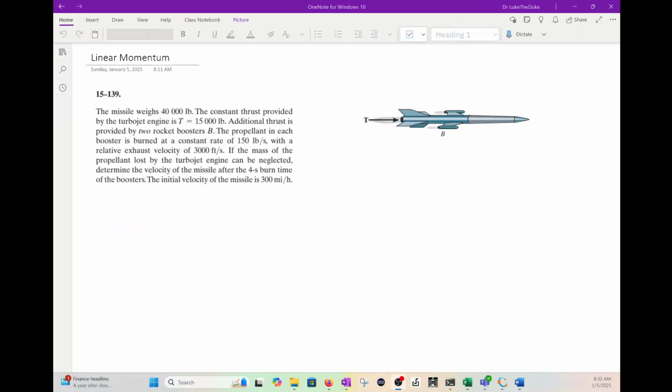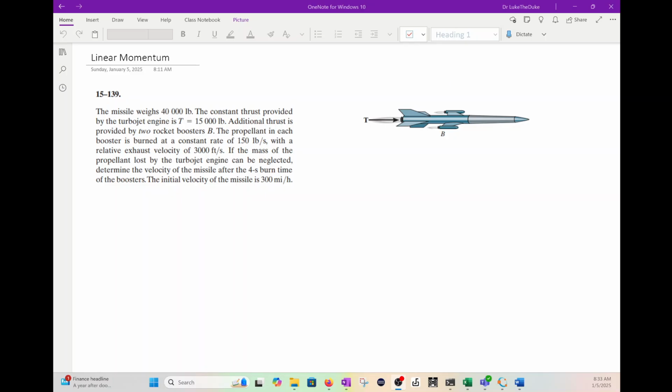So here we have a missile that weighs 40,000 pounds. The constant thrust provided by the turbojet engine is 15,000 pounds. Then we're getting additional thrust by 2 rocket boosters B. The propellant in each booster is burned at a constant rate of 150 pounds per second with a relative exhaust velocity of 3,000. If the mass of the propellant lost by the turbojet engine can be neglected, determine the velocity of the missile after the 4-second burn time of the boosters. Initial velocity of the missile is 300 miles per hour.